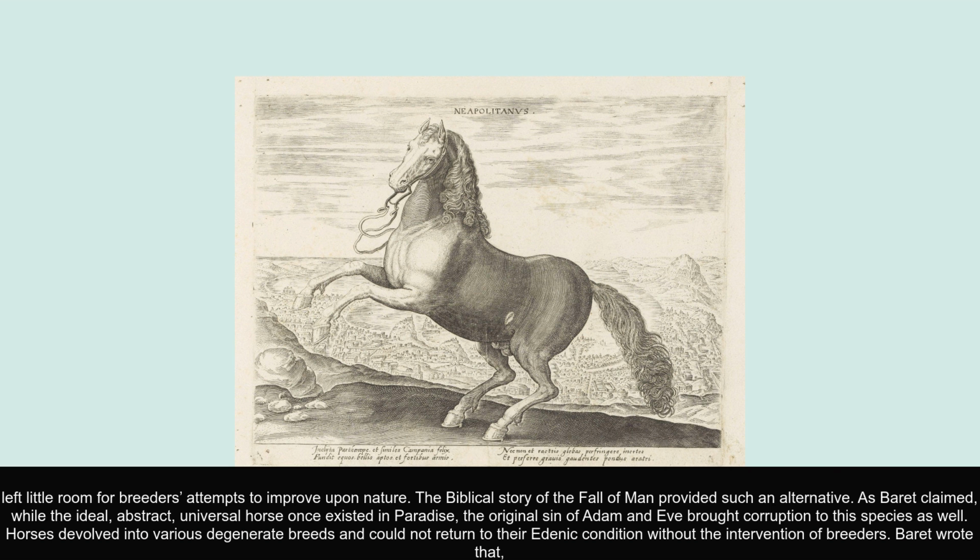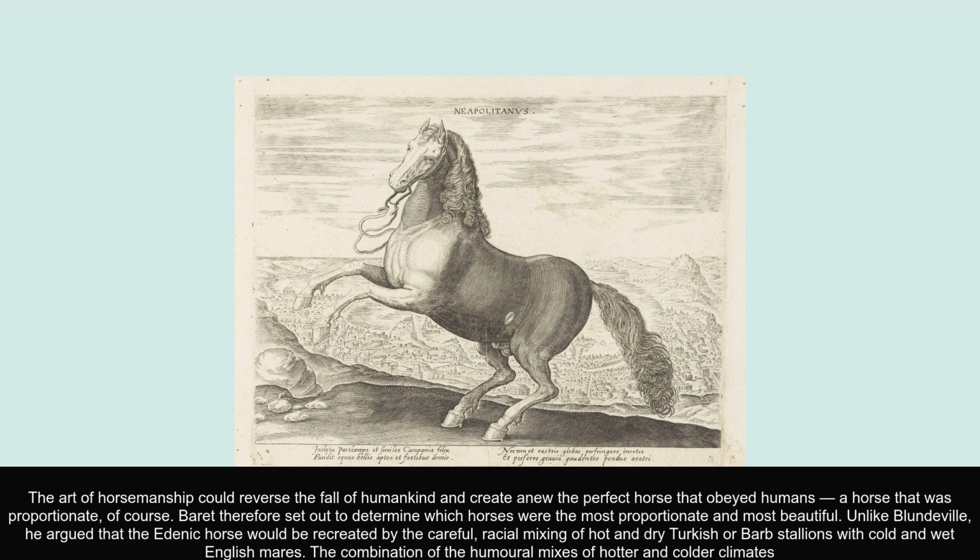Barrett wrote that, "For although God gave unto horses such excellent qualities at their creation, now are they changed in their use and are become disobedient to man, and therefore must be subjected by art." The art of horsemanship could reverse the fall of humankind and create anew the perfect horse that obeyed humans, a horse that was proportionate, of course. Barrett therefore set out to determine which horses were the most proportionate and most beautiful.